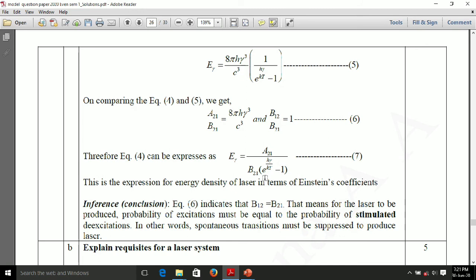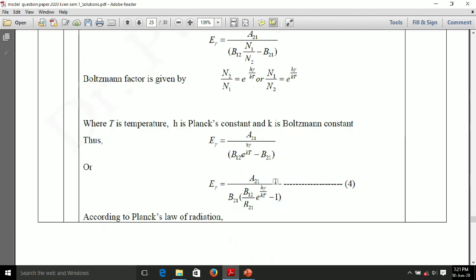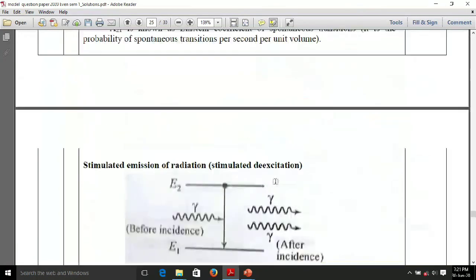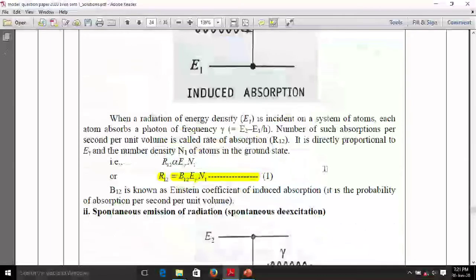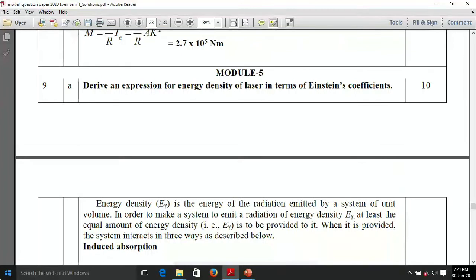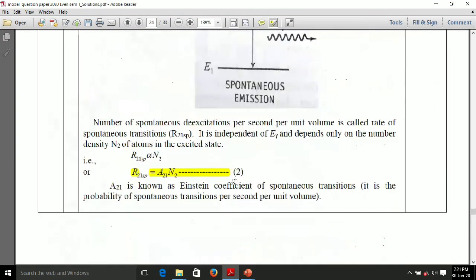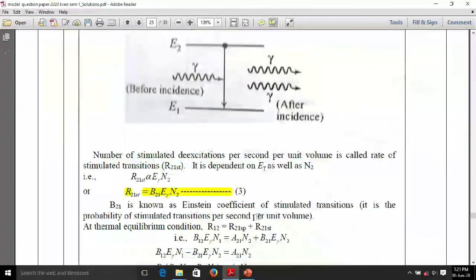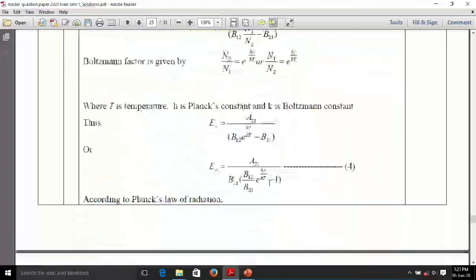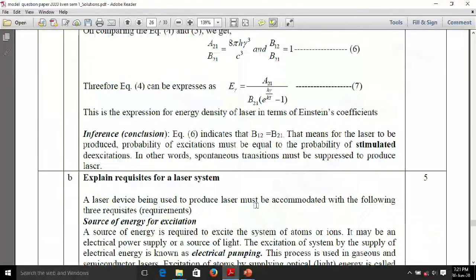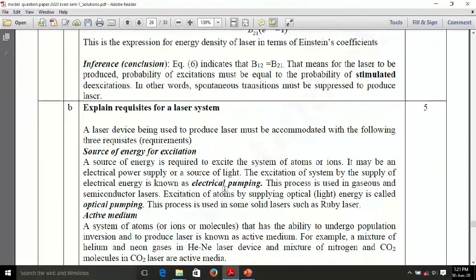If you simply write the mathematical expressions, you lose part of the marks. For example, this derivation is for how much? For 10 marks. If you simply write only the mathematical equations, you may get 5 or 6 marks, and if they are correct. Without explanation, do not write the equations.